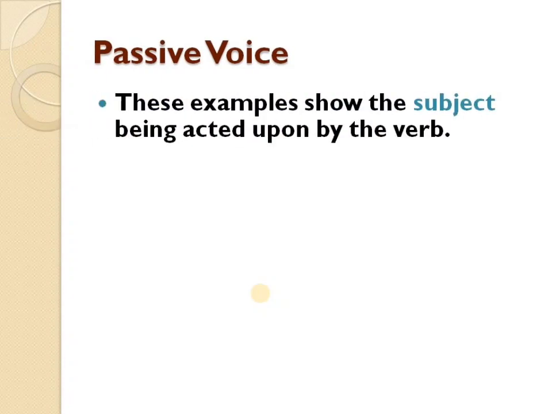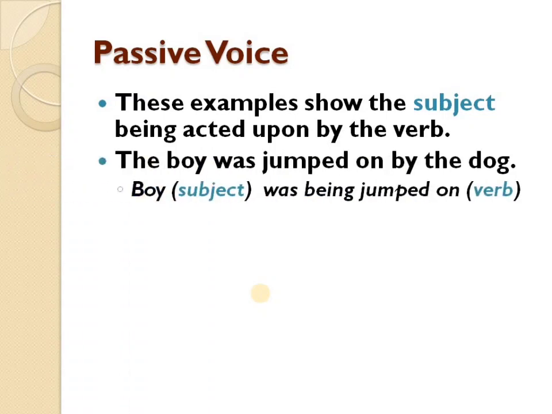Here we have some examples showing the subject being acted upon by the verb. The boy was jumped on by the dog. Boy is the subject. Was jumped on is the verb. Here the boy is the recipient of the jumping action, but he acts as the subject of the passive voice.